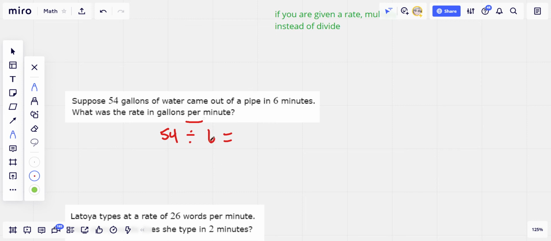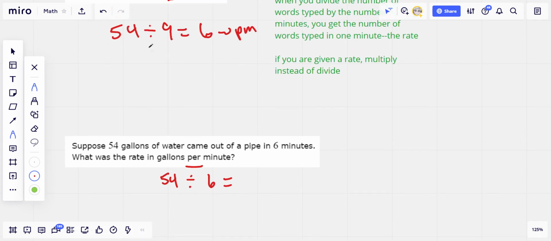Now, you could start listing your multiples of 6. This is another one of those multiplication facts that you're supposed to know and be able to translate into the division. Or we could just look up here, because look, 54 divided by 9 is 6. That means 54 divided by 6 must be 9. So it looks like there are 9 gallons per minute coming out of that pipe.